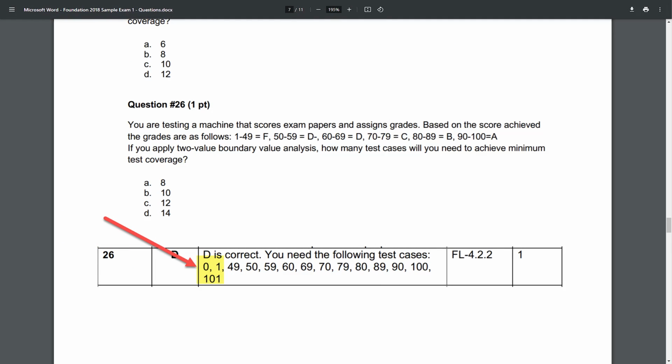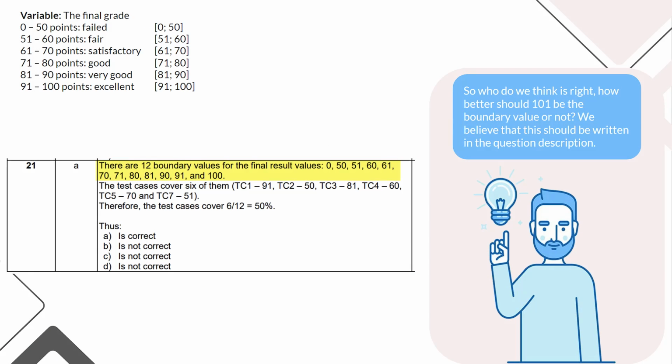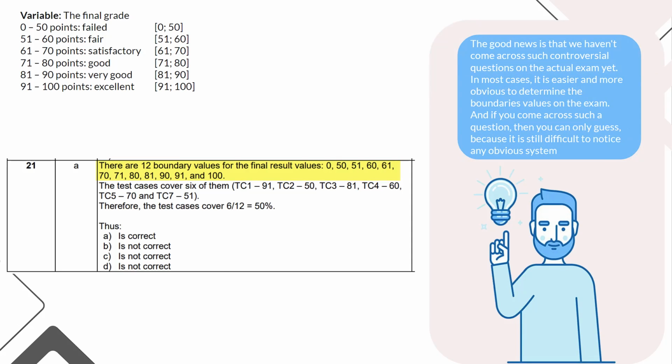As you can see, the question has changed a little. In order not to confuse students, the American Association started not with -1 but with 0. But it also defined 101 as the boundary value. So who do we think is right? Should the 101 value be the boundary value or not? We believe that this should be written in the description of the question. There should be additional sentences that explain that other values are not possible or that it is possible to score more points.